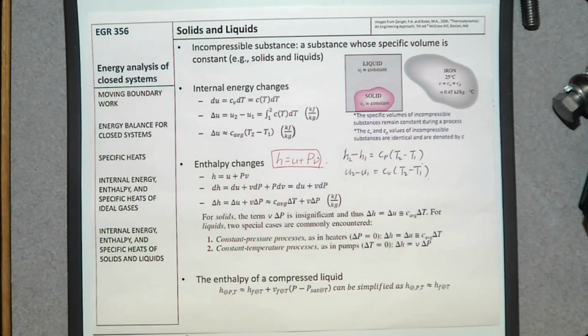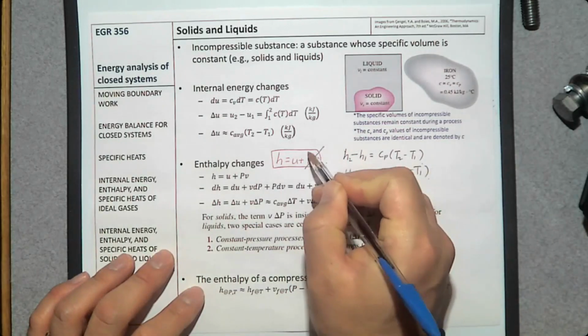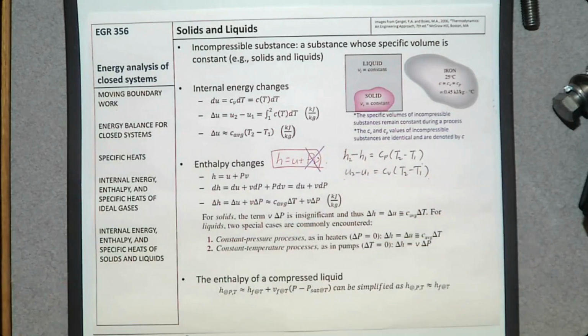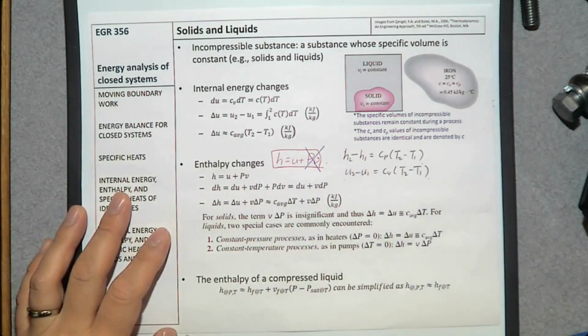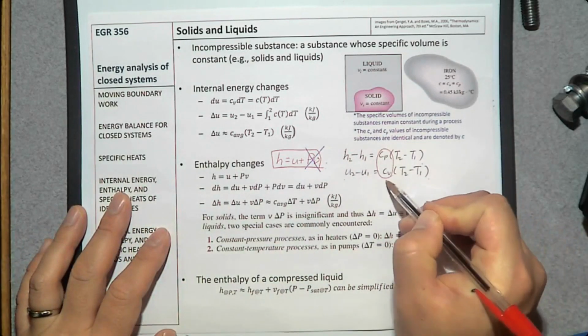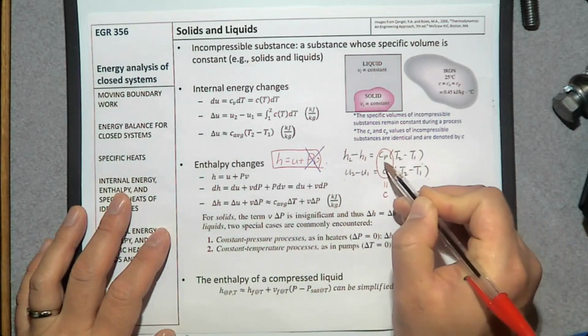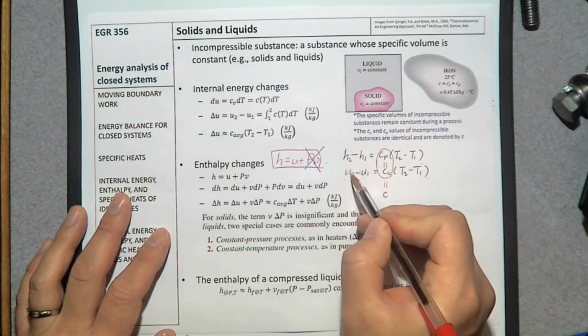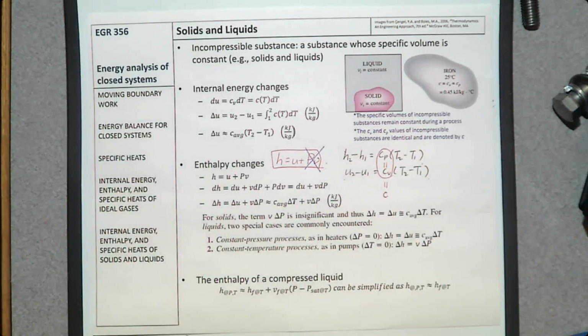So when there's no volumetric change, the second term in this equation goes away. So the change in enthalpy is the same as the change in internal energy. What is the difference between these two? Nothing. So when you have a solid or liquid, there is only one specific heat, just C, because H and U are the same. The conclusion is that for solids and liquids, there is only one specific heat.